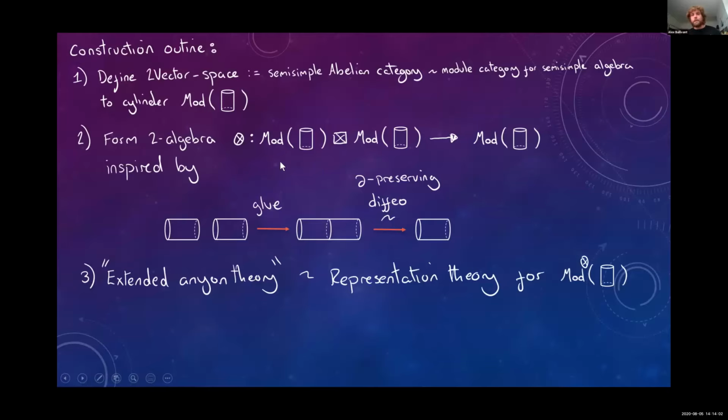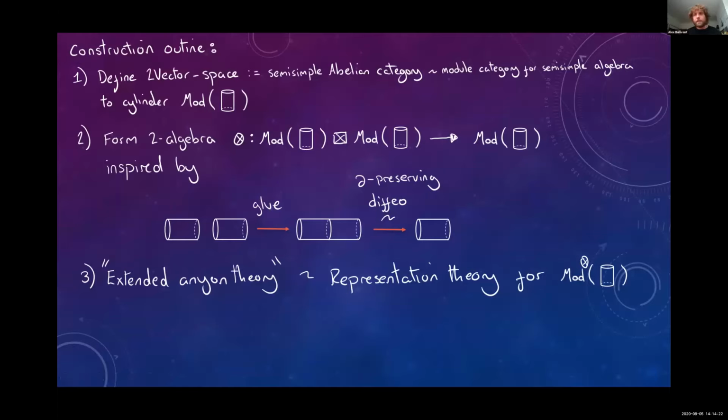And similarly to what Clément was saying, the reason I call it a tube algebra is that this product will be based on the idea that given a pair of cylinders, I can glue them along a common boundary, and then I can use some orientation and boundary preserving diffeomorphism to shrink this union back to a single cylinder.